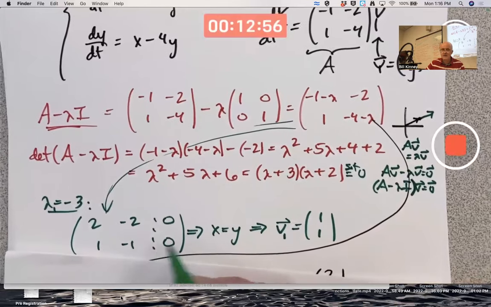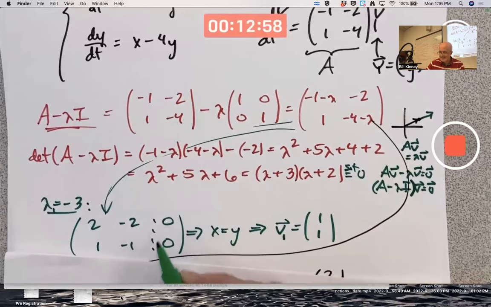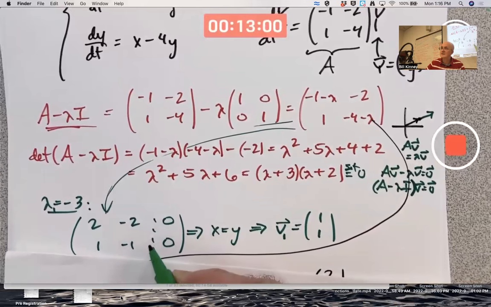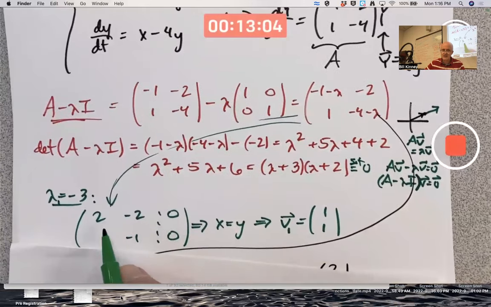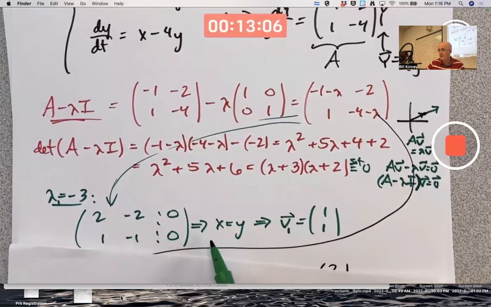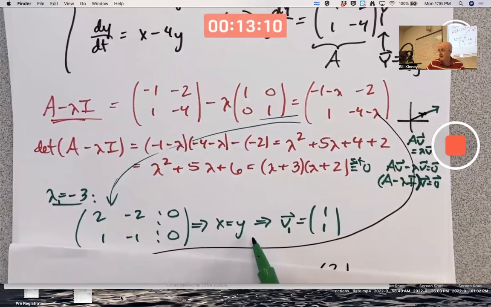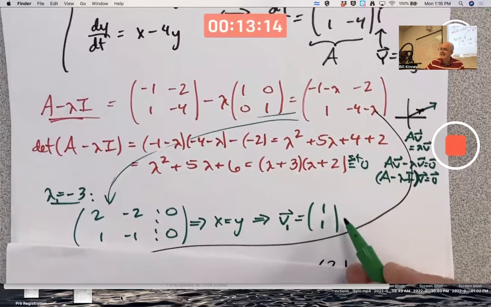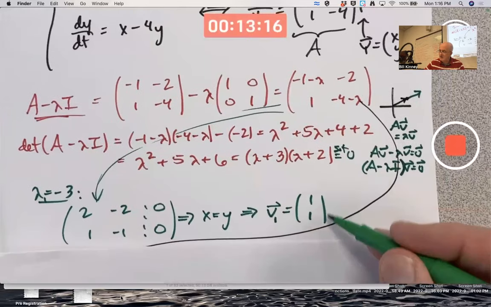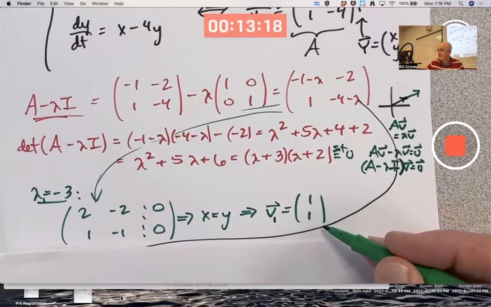I'm not even bothering to go to RREF here. I can see these two rows are scalar multiples of each other. They both represent the equation essentially x minus y equals 0. In other words, x equals y. If you want to think of y as a free variable, then x equals y. So any scalar multiple of this vector, 1, 1, would be a solution.